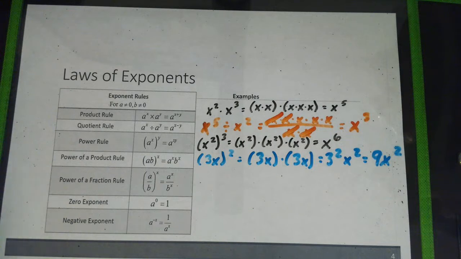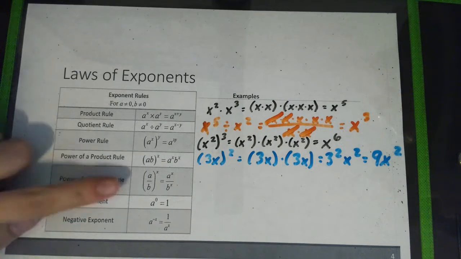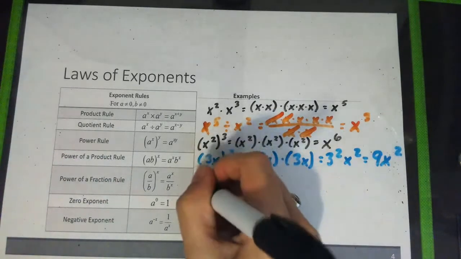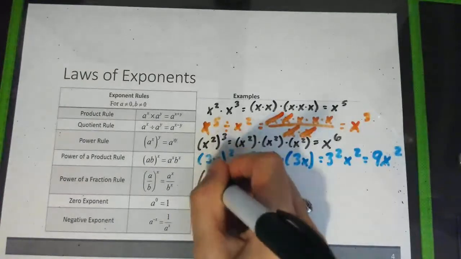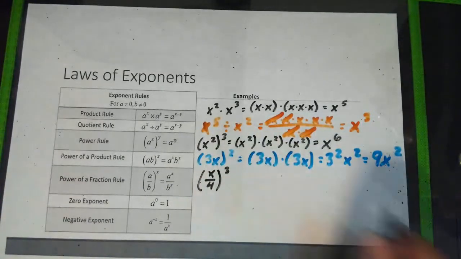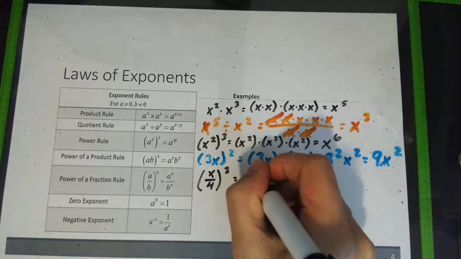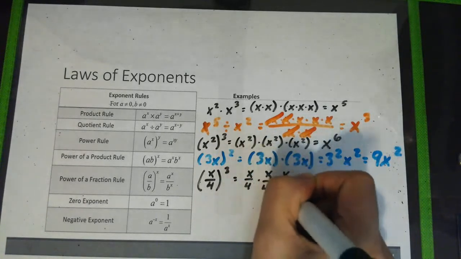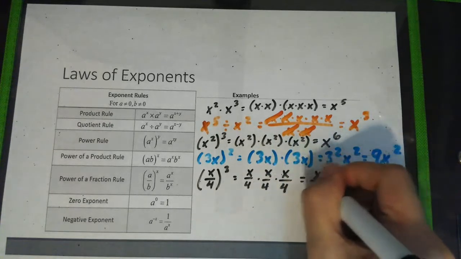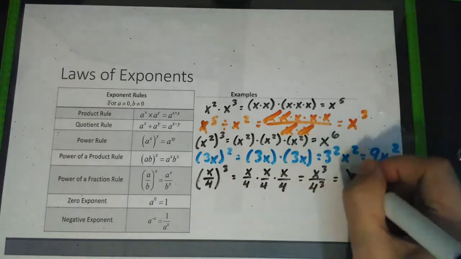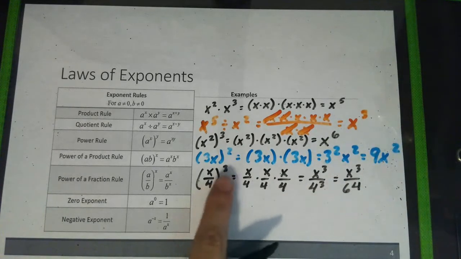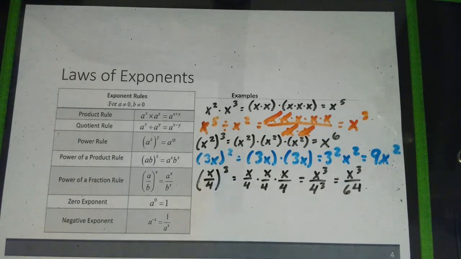Next up, we're going to look at the power of a fraction rule. A over b raised to the x power is equal to a to the x over b to the x. If we had, say, x over 4 quantity cubed, that would be equal to x over 4 times x over 4 times x over 4, which is x cubed over 4 cubed, which simplifies to x cubed over 64. So if we have a fraction raised to a power, we can put that power in the numerator and denominator separately.